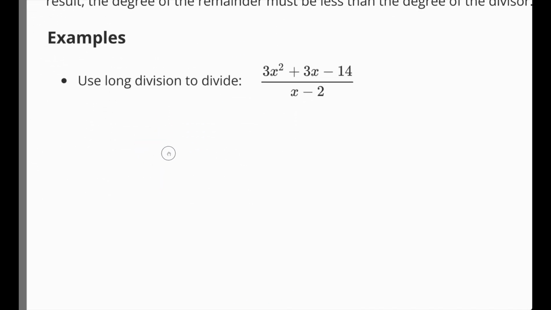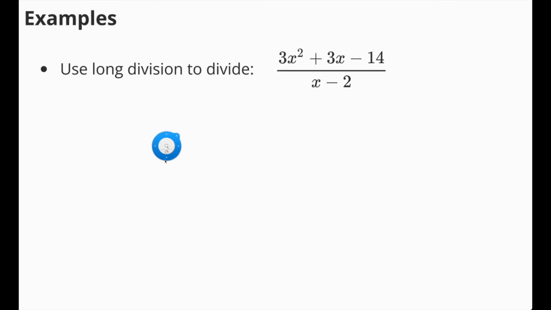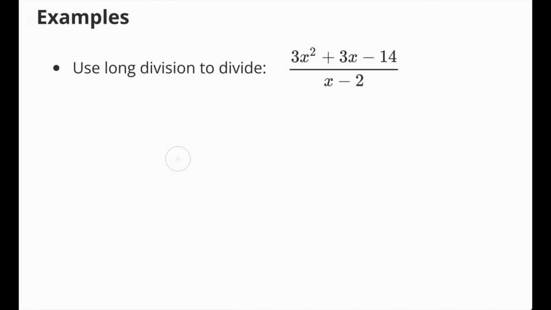This is not one of those things that you can just learn by looking at it. We have to do some examples to really make it sink in. So it says right here, use long division to divide 3x squared plus 3x minus 14, and then we're dividing that by x minus 2.